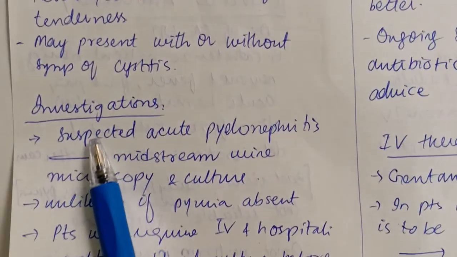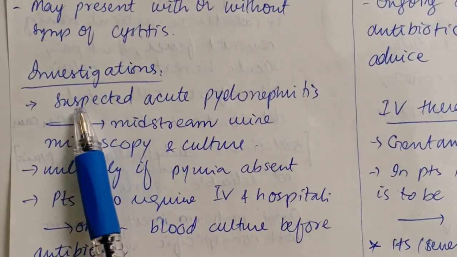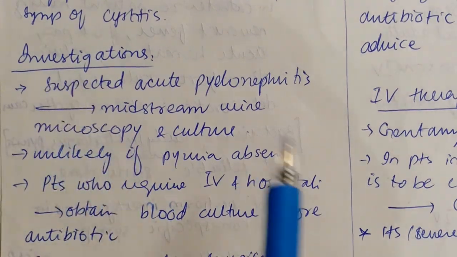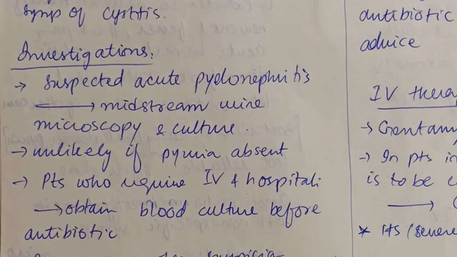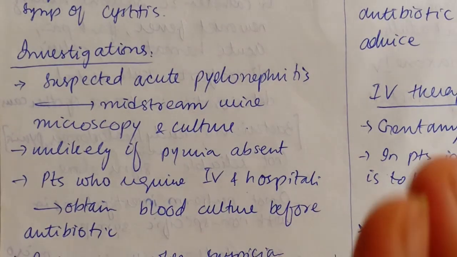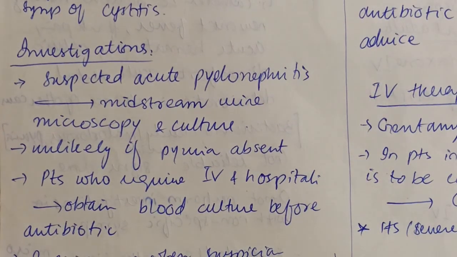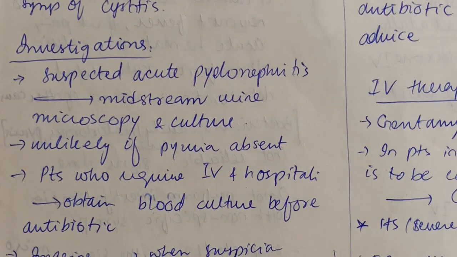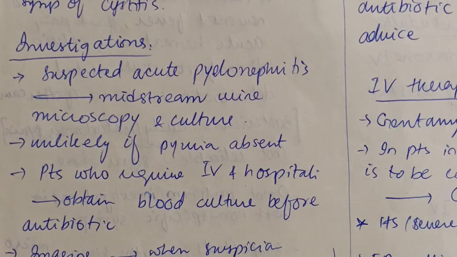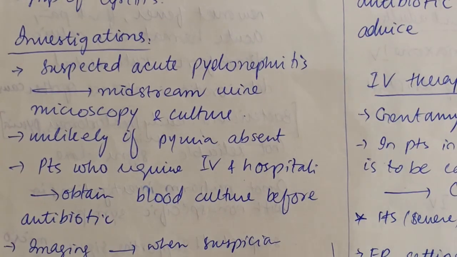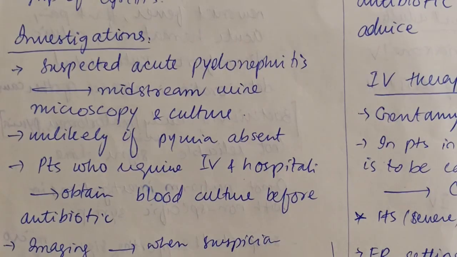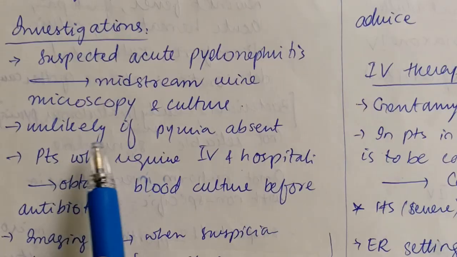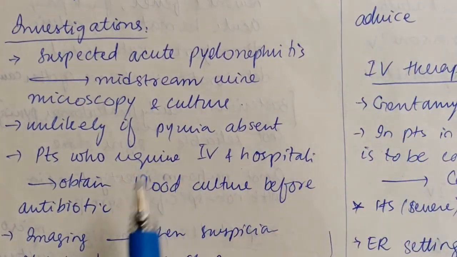Then we have the investigations. If you are suspecting the patient to be having acute pyelonephritis, we are going to investigate it with the midstream urine microscopy and culture. And when the patient had acute cystitis, we were not going to investigate him if he is a non-risk patient and he is having the first or second episodes of UTI. But if the patient has acute pyelonephritis, we have to investigate the patient, and it is usually unlikely if the pyuria is absent on urinalysis.